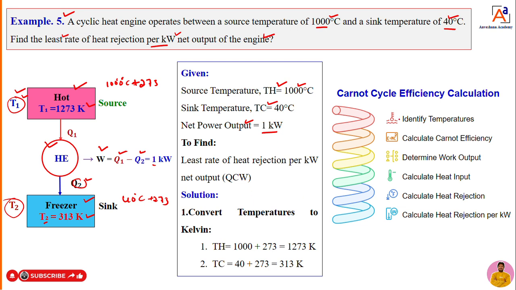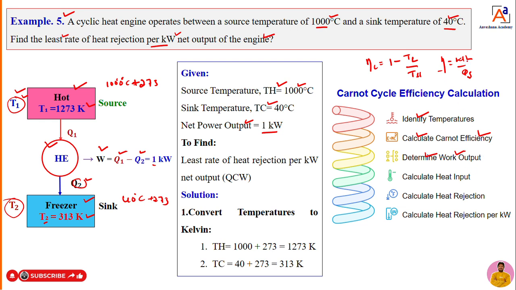For that we have to follow some procedure. First, identify the temperatures T1 and T2 and list them out. Then calculate the Carnot efficiency, because the heat rejection from the engine can be calculated with the help of the Carnot efficiency. So you need to write the Carnot efficiency formula, that is 1 minus TL divided by TH. Carnot efficiency is nothing but work done divided by heat supplied. Once you know the Carnot efficiency and heat supplied, you can calculate the work done.